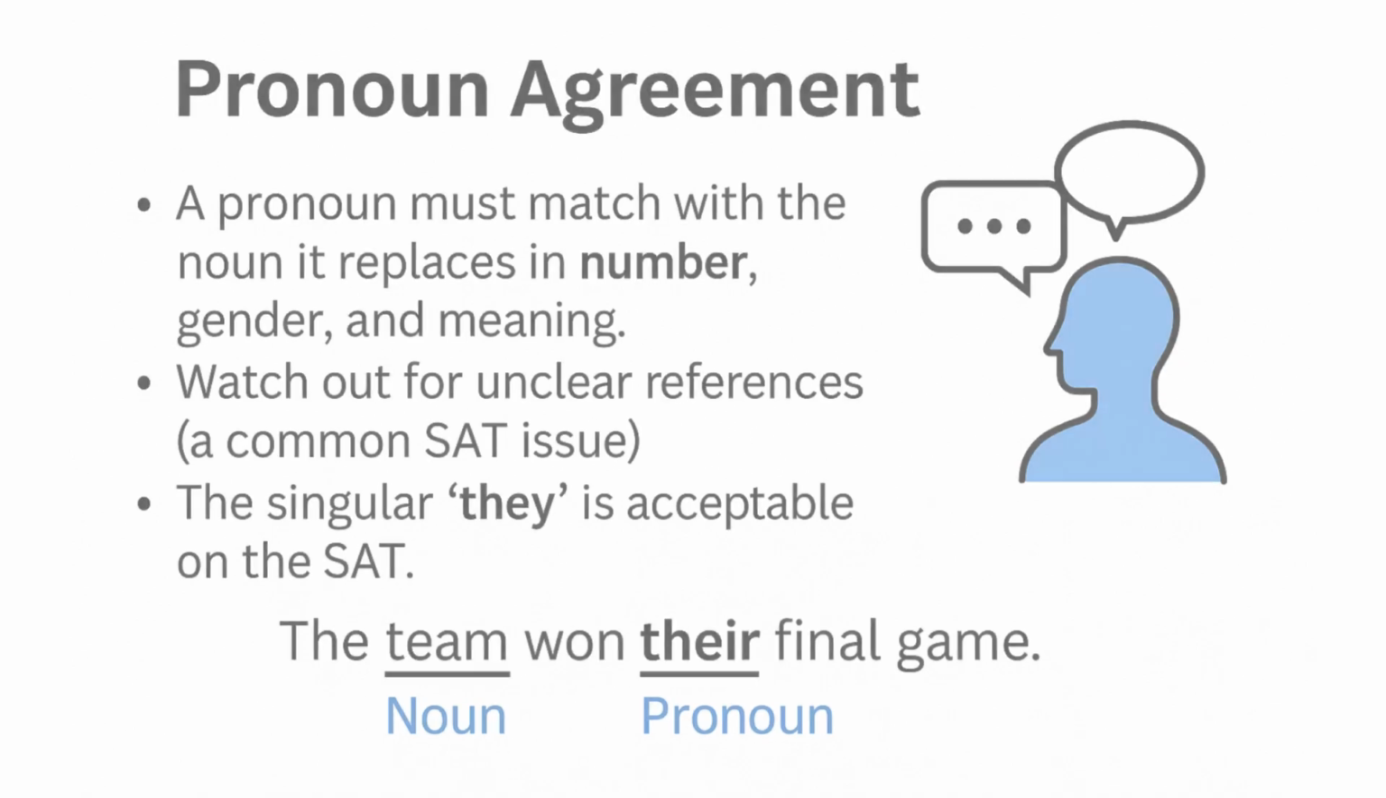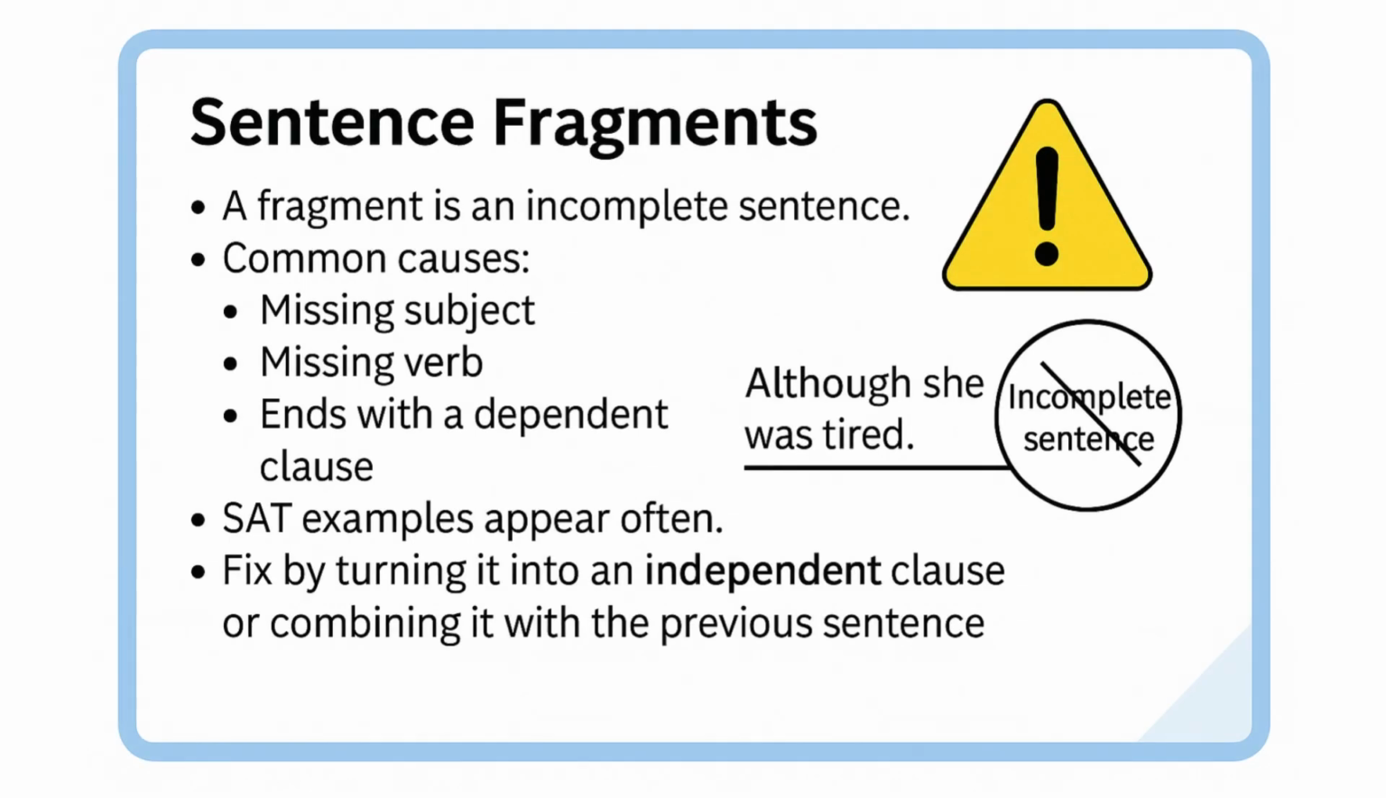meaning. On this slide, we'll look at sentence fragments, one of the most common errors tested on the SAT writing section. A fragment is simply an incomplete sentence. It might be missing a subject, missing a verb, or ending with a dependent clause that cannot stand alone. For example, although she was tired, introduces an idea but does not express a complete thought. That makes it an incomplete sentence.